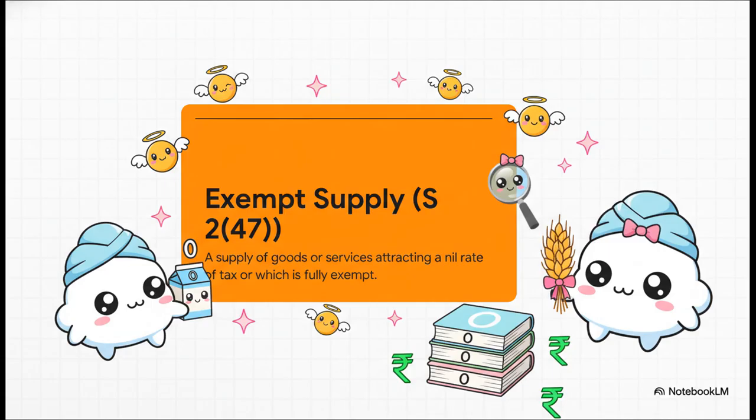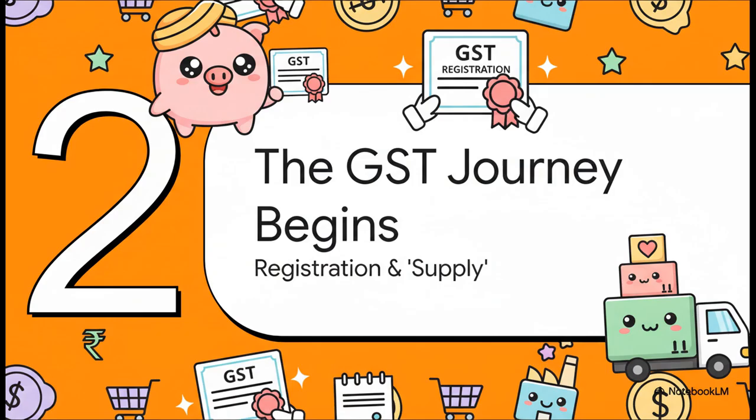The law has a special term for this, an exempt supply. These are just very specific goods or services that either have a zero tax rate or are just completely excused from GST altogether. Okay, now we're getting to the first real practical step on our journey, getting registered. We're also going to talk about the idea of a supply, which is, without a doubt, the most important concept because it's the thing that actually triggers the tax.